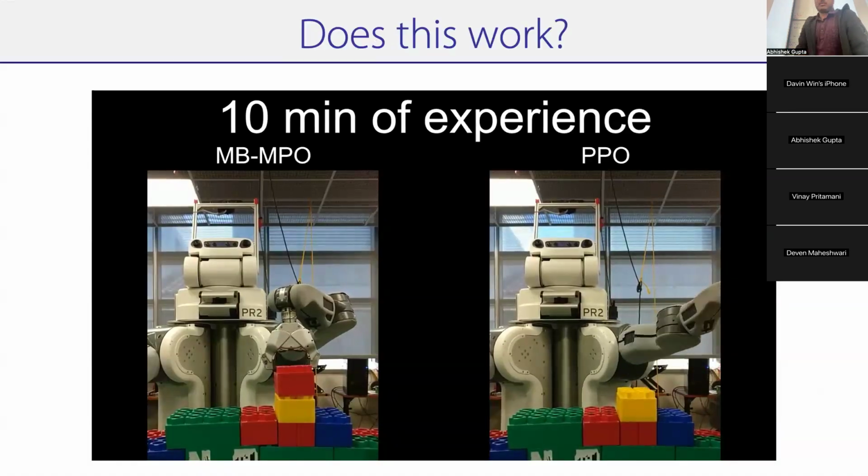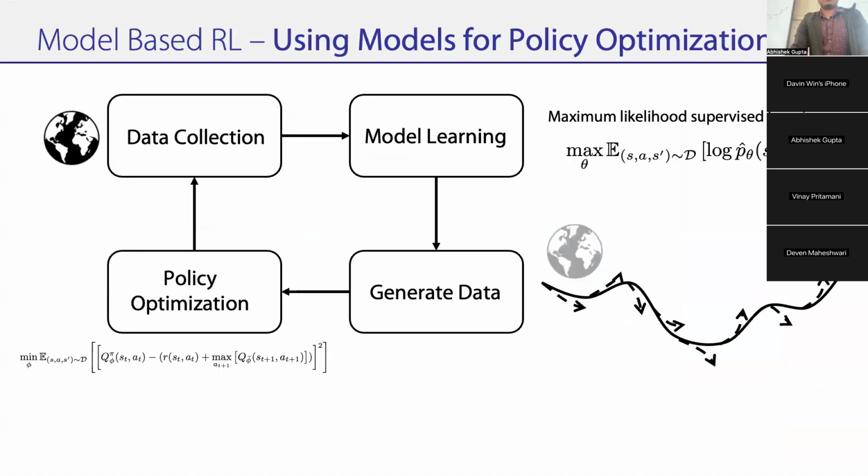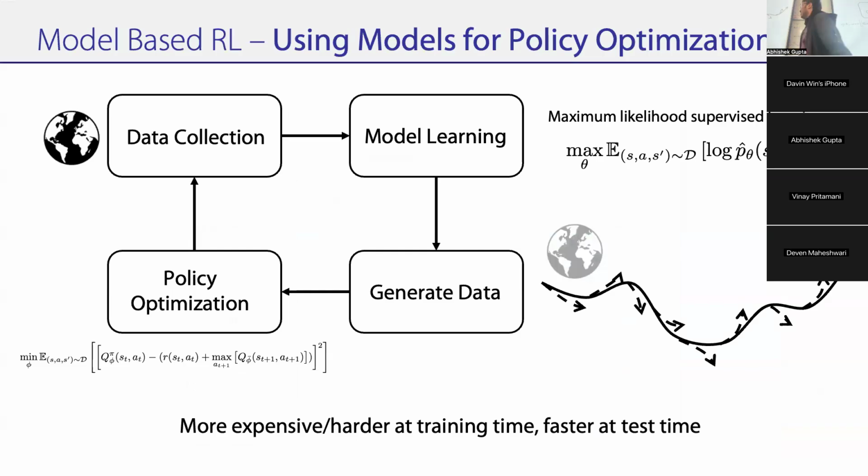And we have 3 minutes. All right. So the key idea here is encapsulated here, perhaps, which is saying collect a bunch of data, learn your models, instead of doing planning at test time, generate a bunch of data, use it to learn a policy, and then go back to collecting more data with your policy, right? And so the model is used at training time rather than test time.